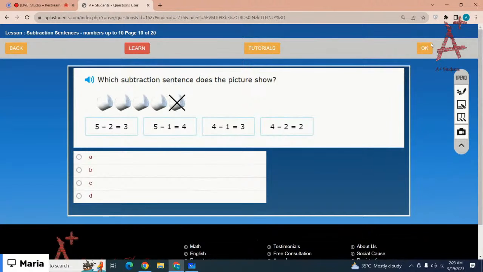Okay, which subtraction sentence does the picture show? So which is the correct option? Yes, you can see you have total 5 marshmallows, right? One of them is crossed, so 5 take away 1, and you are left with 4, right? The ones that are not crossed are 4, so 5 take away 1 equals 4. That would be option number B.